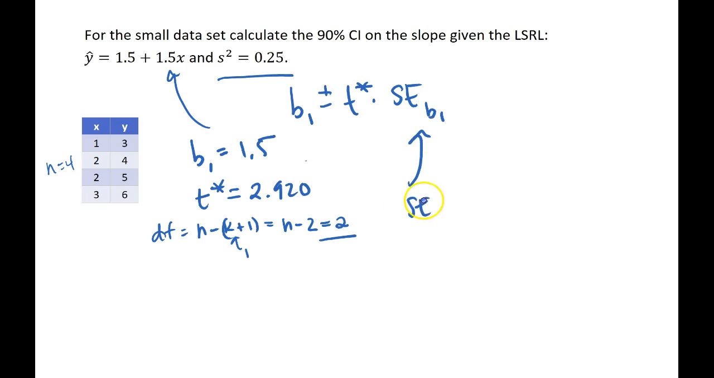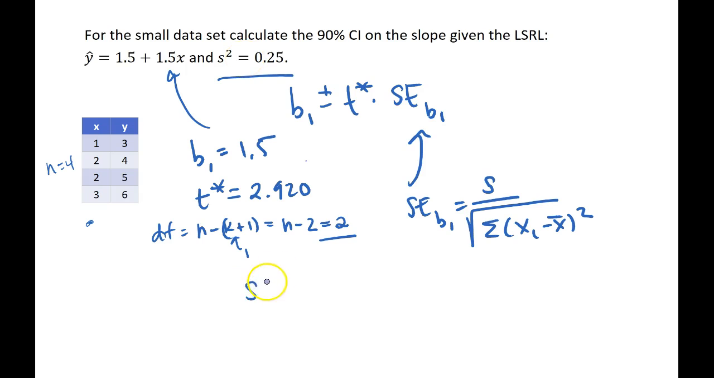Now we need to calculate our standard error for b1. This is equal to s over the square root of the summation of xi minus x bar, squared. So each one of the observations of x minus its mean. We have our observations of x over here, so we can get started calculating that. We know what s is because we have s squared equal to 0.25. So s is the square root of 0.25, which is simply 0.5. That will be the numerator of our standard error.